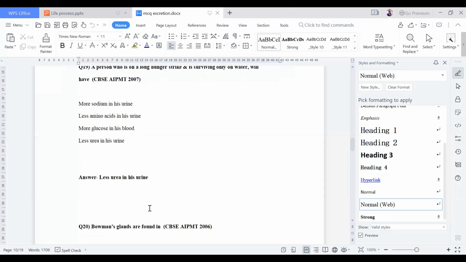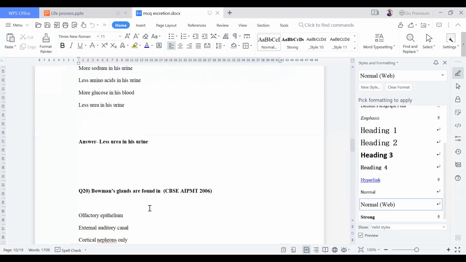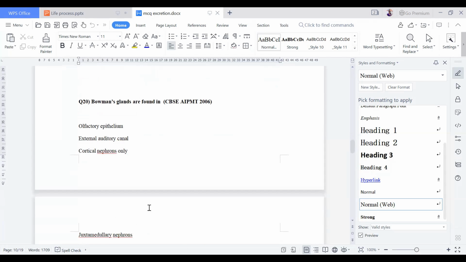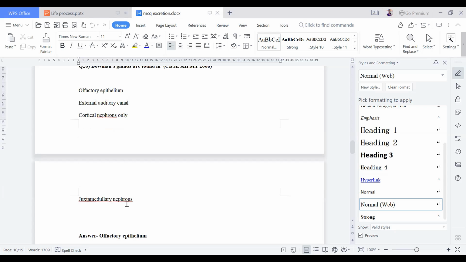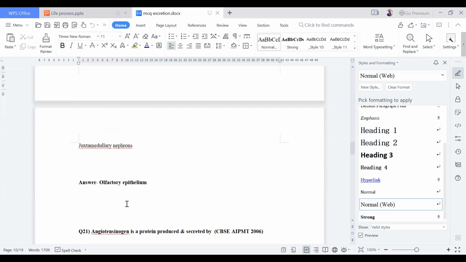Then Bowman's glands are found in option A, olfactory epithelium, external auditory canal, cortical nephrons only, then juxtamedullary nephrons. Out of 4, where do you find Bowman's glands? Option D. Okay. Don't worry. If you say wrong also, you will learn from the wrong answer. Okay. So the right answer is olfactory epithelium. Next question.